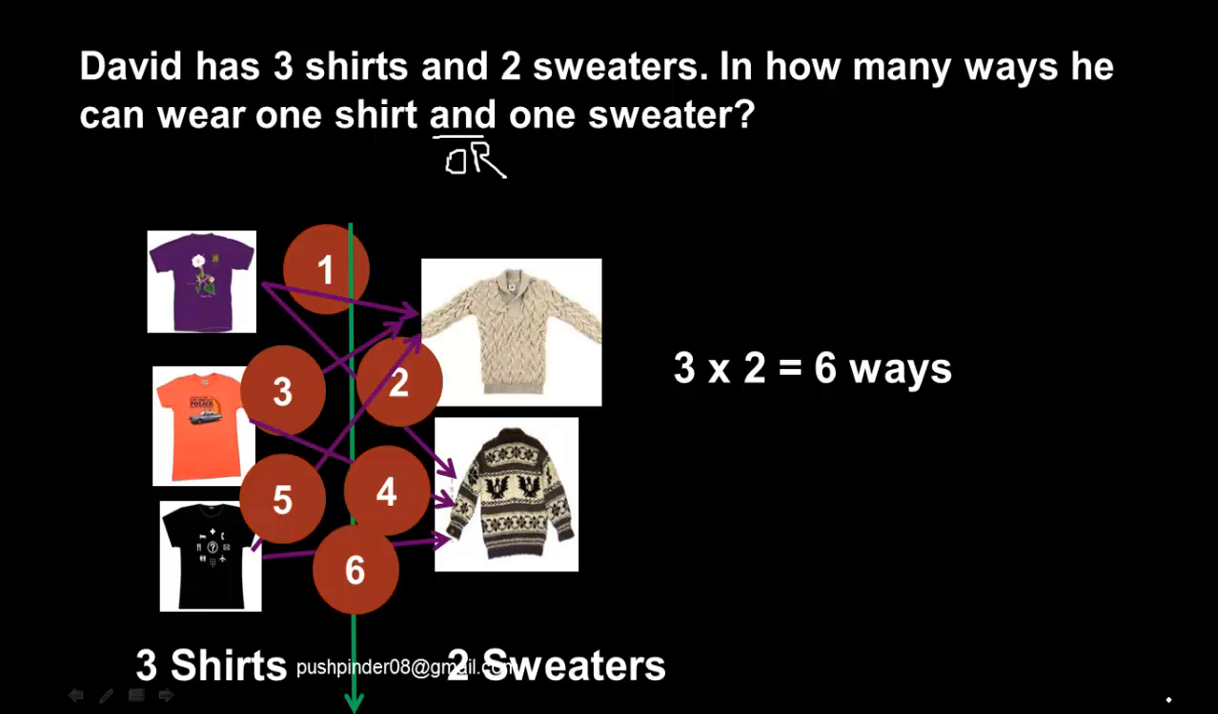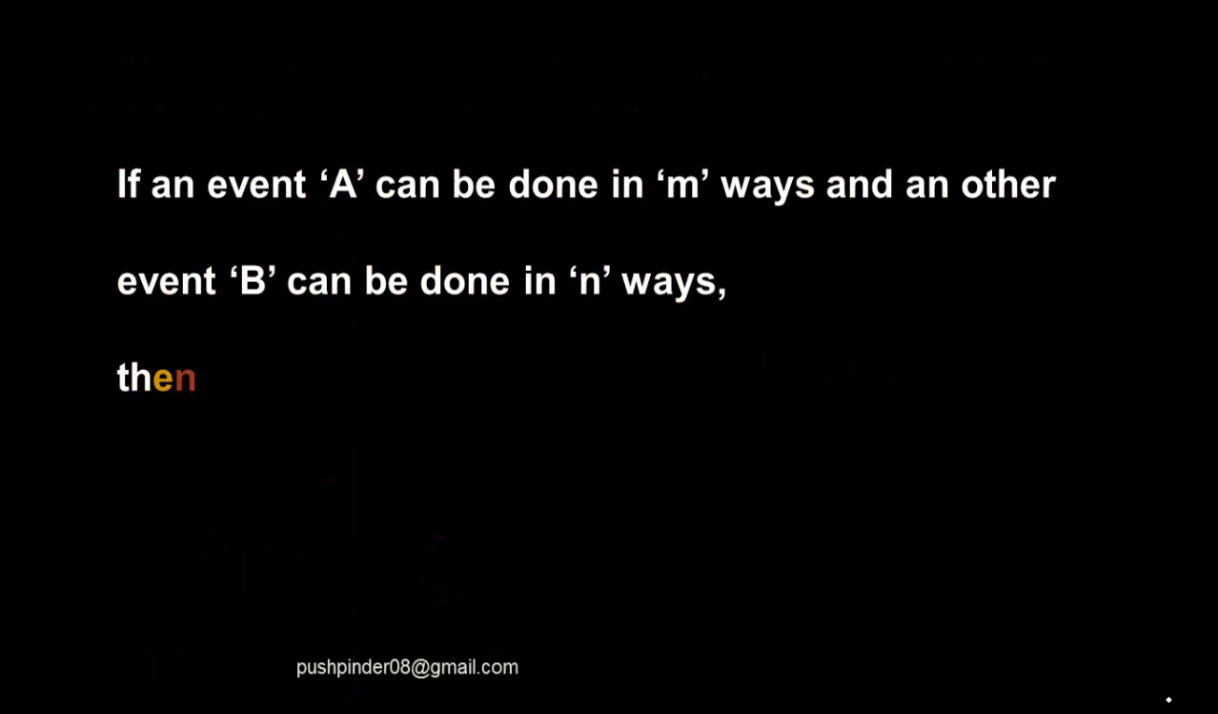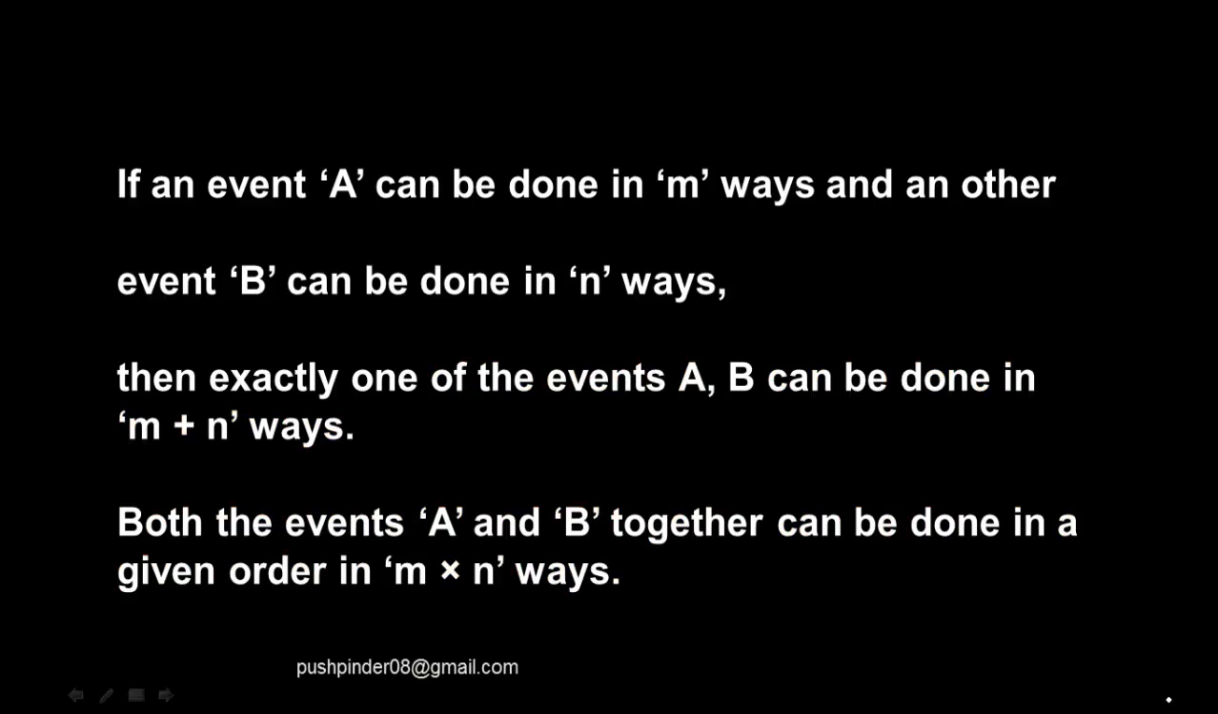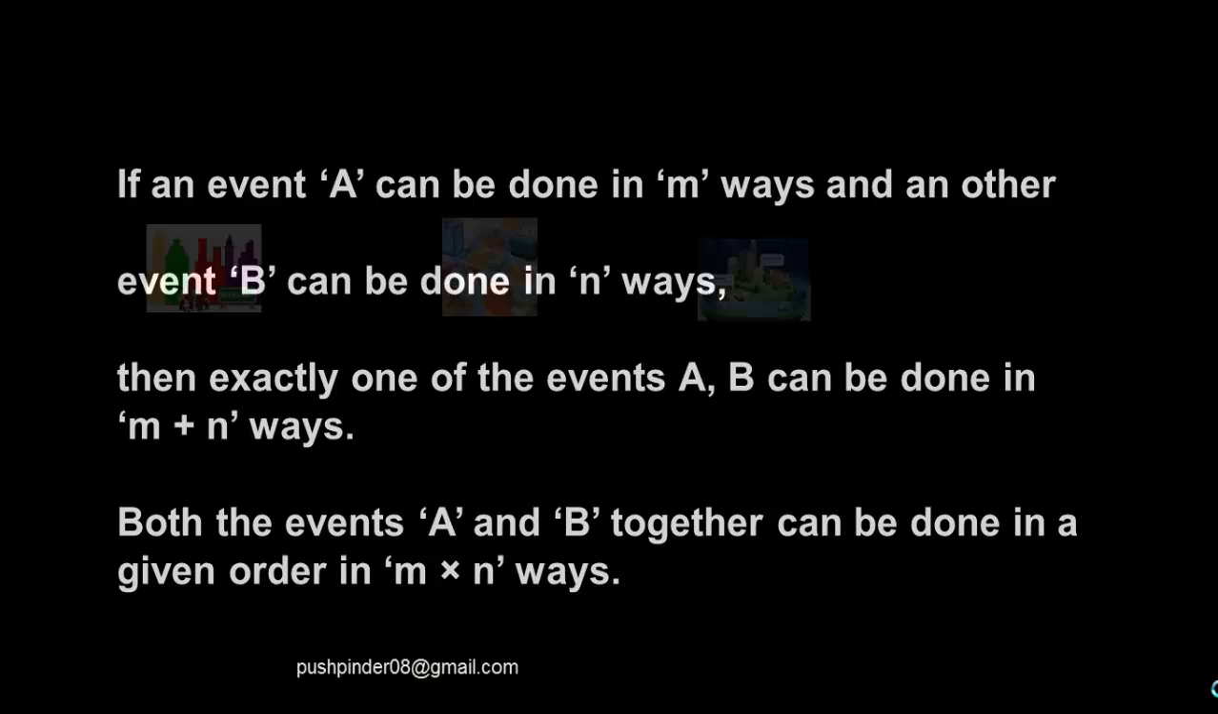If you want to wear either a shirt or a sweater, then there are 5 ways, and if he wants to wear a shirt and a sweater, then there are 6 ways. Right? So hope everyone is understanding that if event A can be done in m ways and event B can be done in n ways, then exactly one of the events can be done in m plus n ways. Right? If events A and B together, they can be done in m into n ways. Right? So I hope everyone is understanding. Till now it's pretty basic stuff. You must be knowing all this even before watching the video. So let's go ahead and get started.